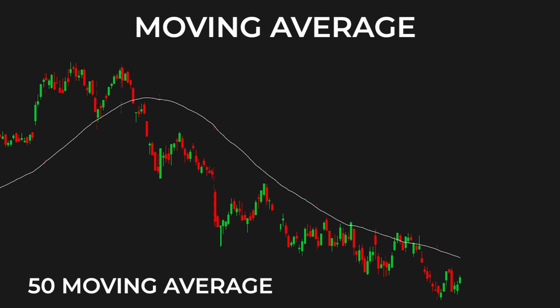Notice the downward slope of the moving average. This typically means the price action is in a downtrend. Price action that is below the moving average can also mean there is a downtrend. As you can see, the moving average acted as a strong level of resistance.